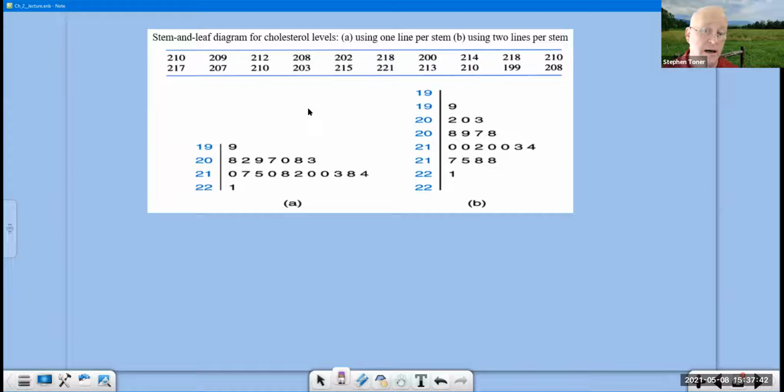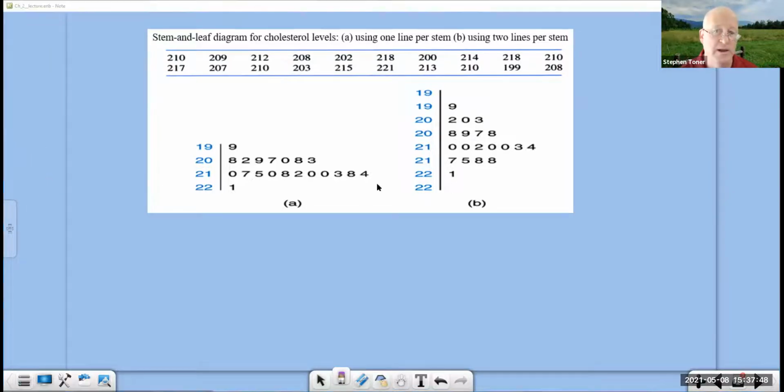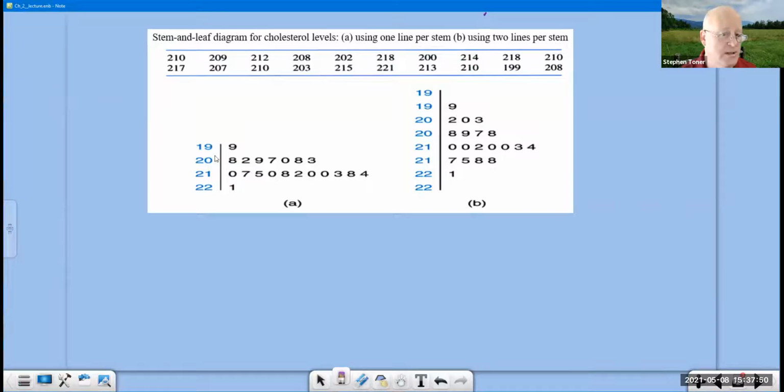Okay, when it's not easy to do it the way we had a moment ago, we can have a 2-digit stem. That's the first one that I'm pointing at right over here. The first row with the 19 would refer to the 190s. The 20 would refer to the 200s, then the 210s and the 220s, and only the units digit would go in the leaf position. Or I can take all my 190s, all my 200s, 210s, and 220s and split them into 2 rows each. And that gives us a different visual display.